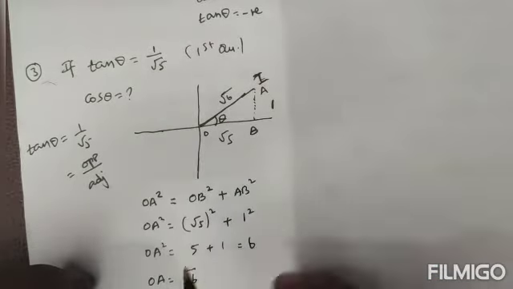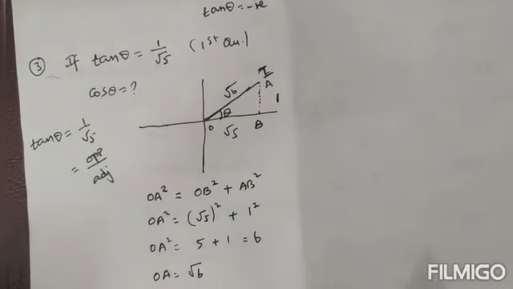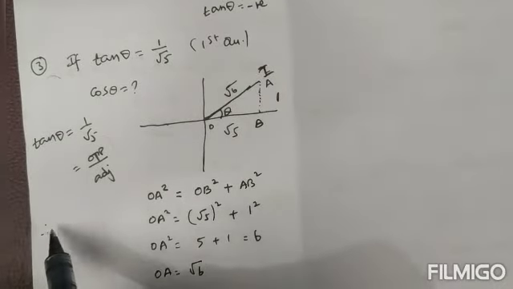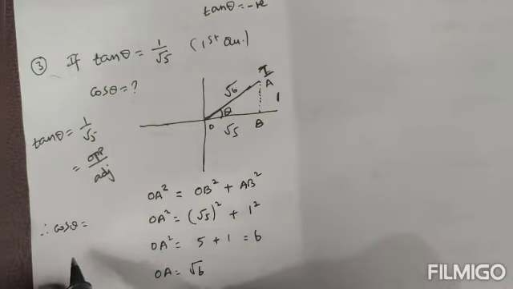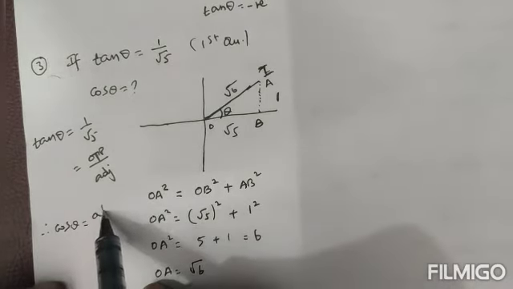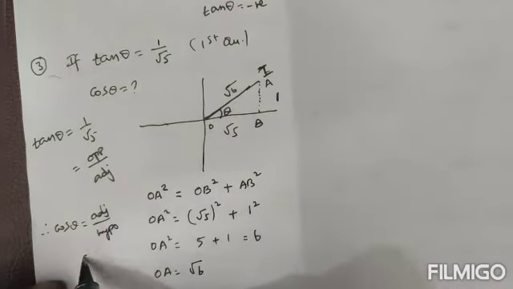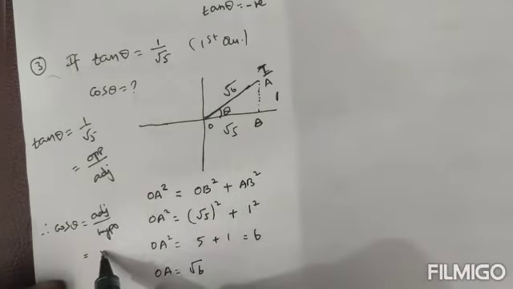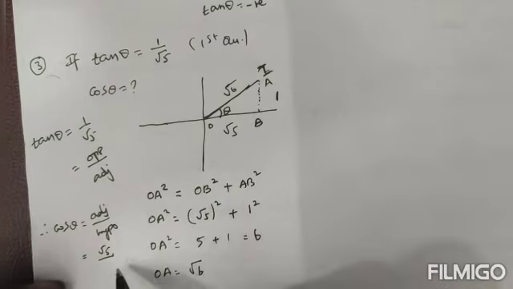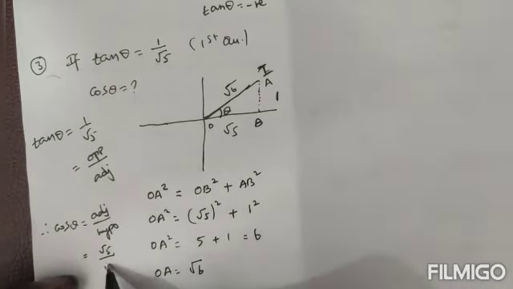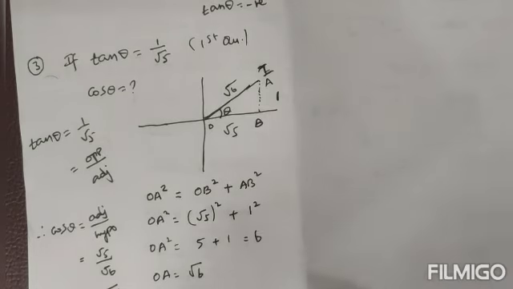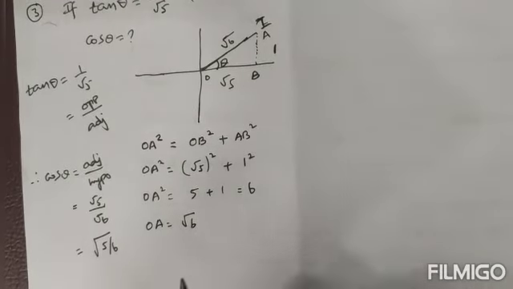Now in this question they are asking cos theta. So what is the formula? Cos theta is adjacent divided by hypotenuse. The adjacent value is root 5, divided by the hypotenuse, which is root 6. So we can write cos theta equals root of 5 by 6.